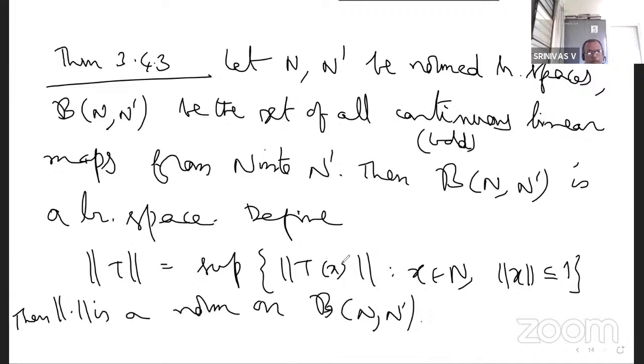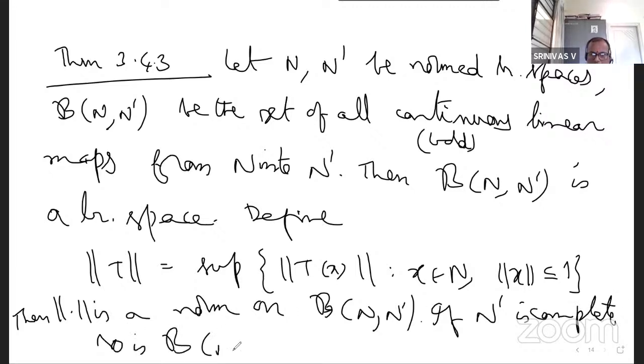If N dash is complete, so is B of N and N dash. Here we are taking two vector spaces N and N dash, and we collect all bounded linear transformations from N into N dash. For linear maps, boundedness is the same as continuity. Continuity means for convergent sequences, the image sequences also converge.